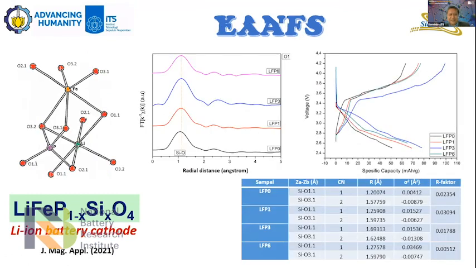Here is an example of the same samples, if we use EXAFS to analyze the distance or bonding of the atoms. Let's say this is the phosphorus and some of the phosphorus is substituted by silicon here, and here there is oxygen. According to this analysis, we arrive at the distance for silicon substituting phosphorus.